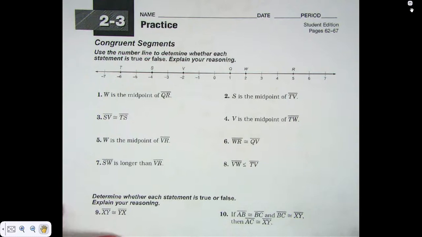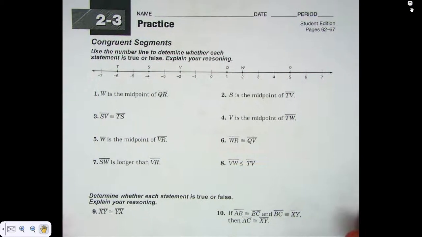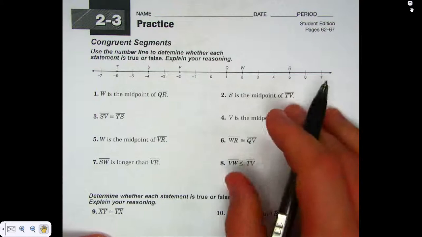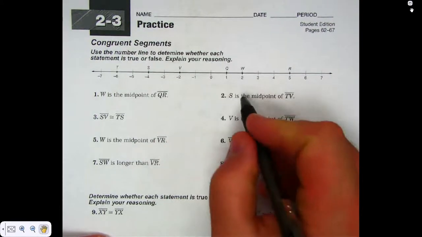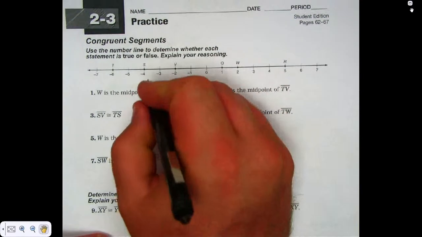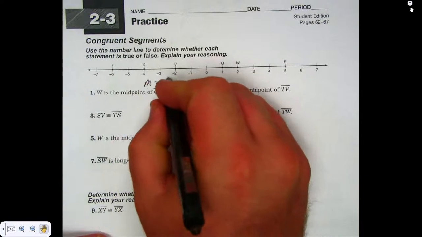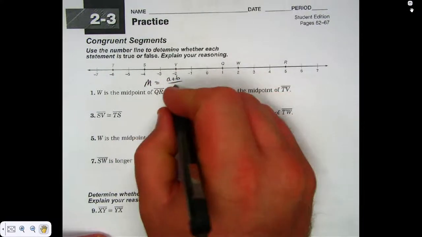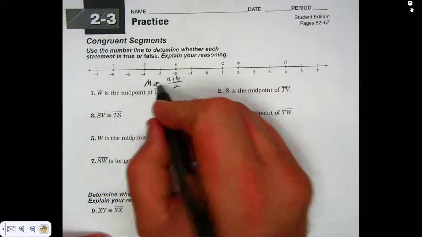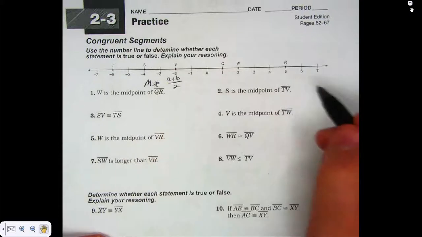Use the number line to determine whether each statement is true or false. W is the midpoint of Q to R. Well, how am I going to find the midpoint between two things? This is something we haven't discussed that we need to. To find the midpoint, I'm going to add, let's say A plus B and divide by 2. I'm going to add the coordinates together and divide by 2.